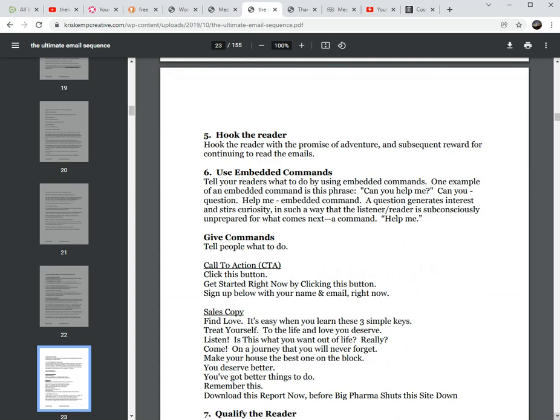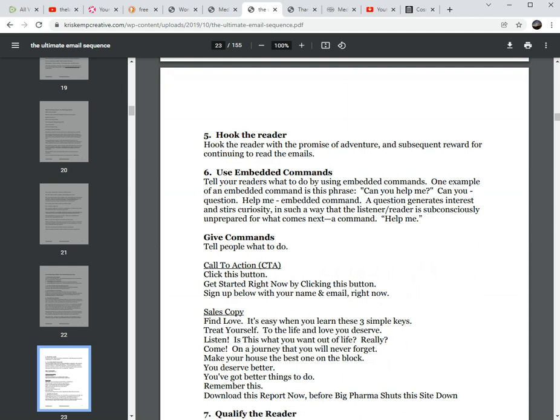Number 6, use embedded commands. So tell your readers what to do by using embedded commands. One example of an embedded command is this phrase, can you help me? Can you is a question. Help me is an embedded command. A question generates interest and stirs curiosity in such a way that the listener or reader is subconsciously unprepared for what comes next, a command. Help me.